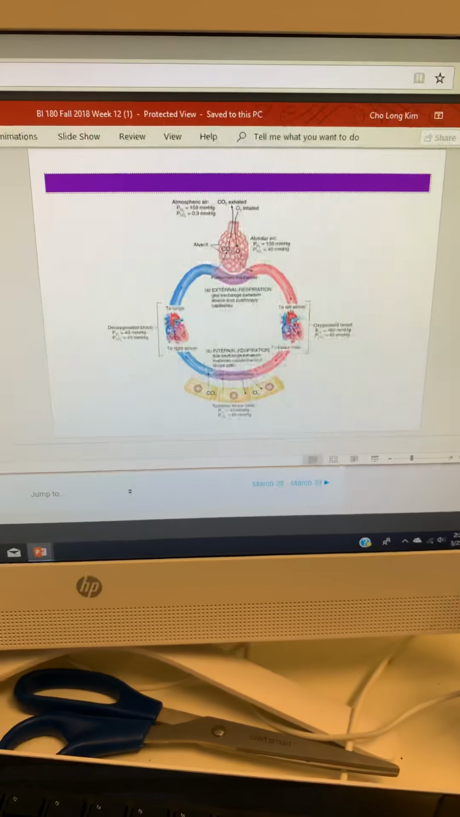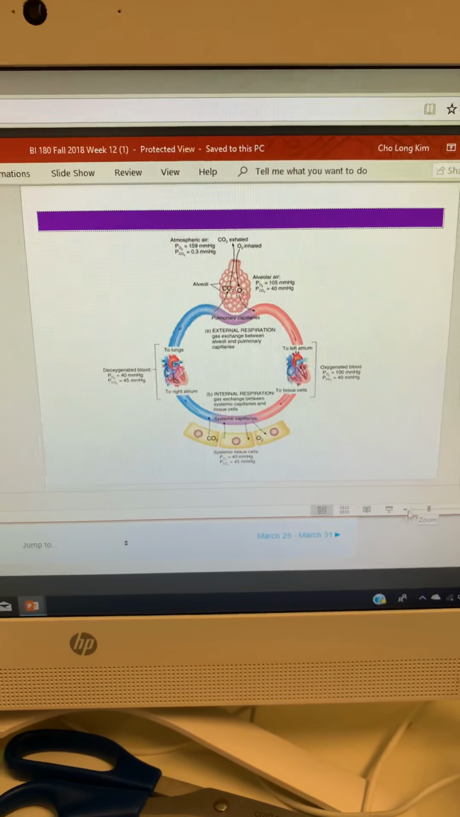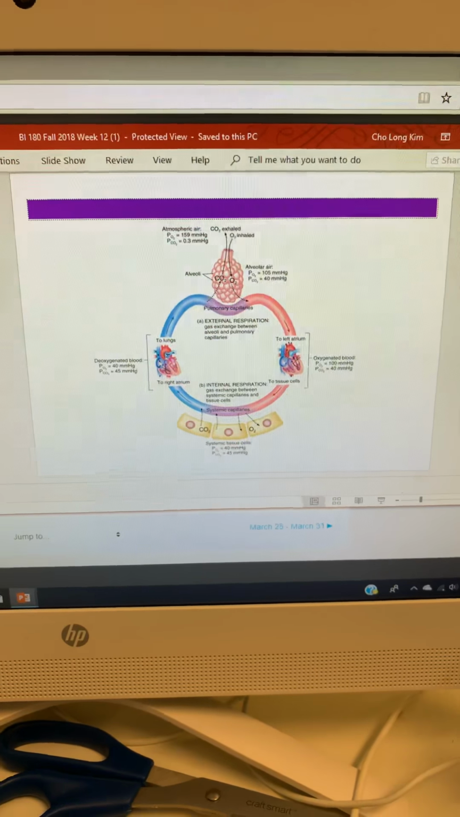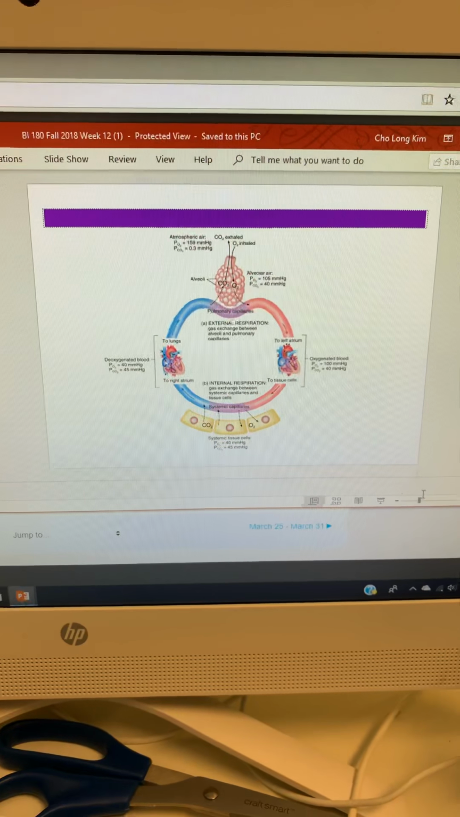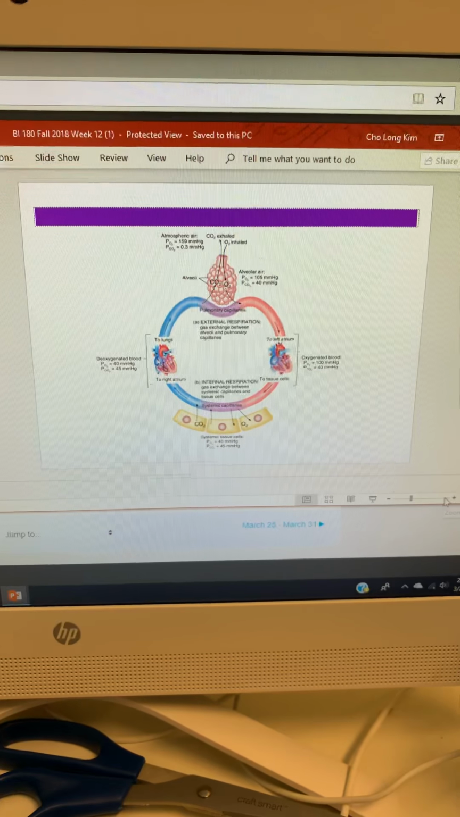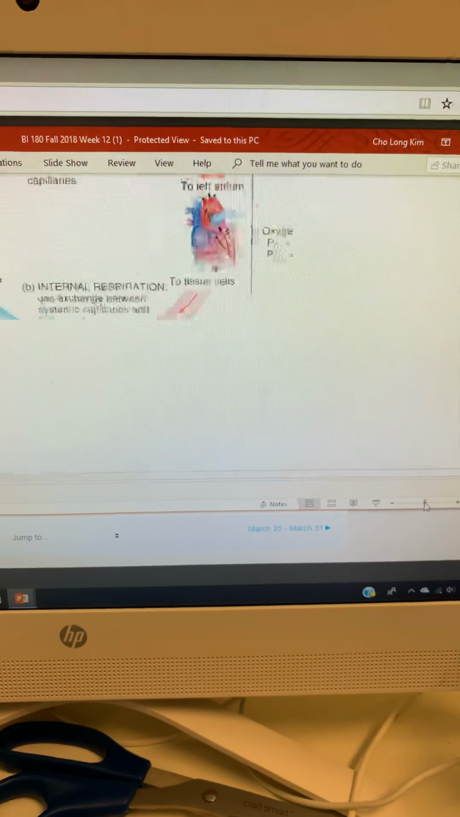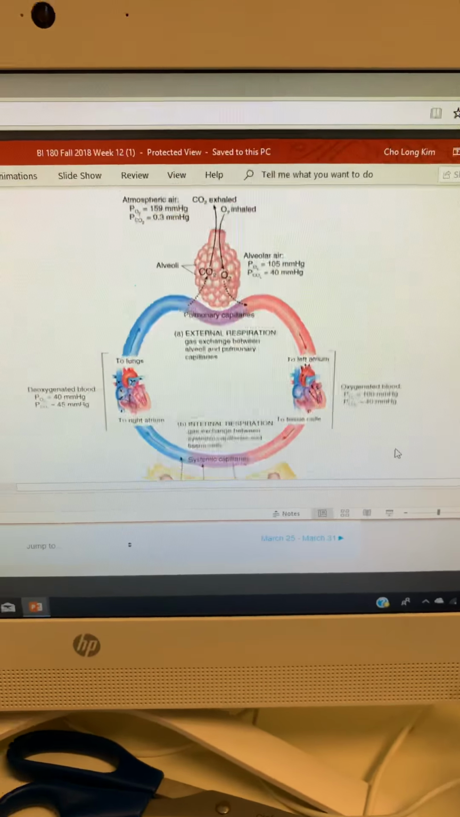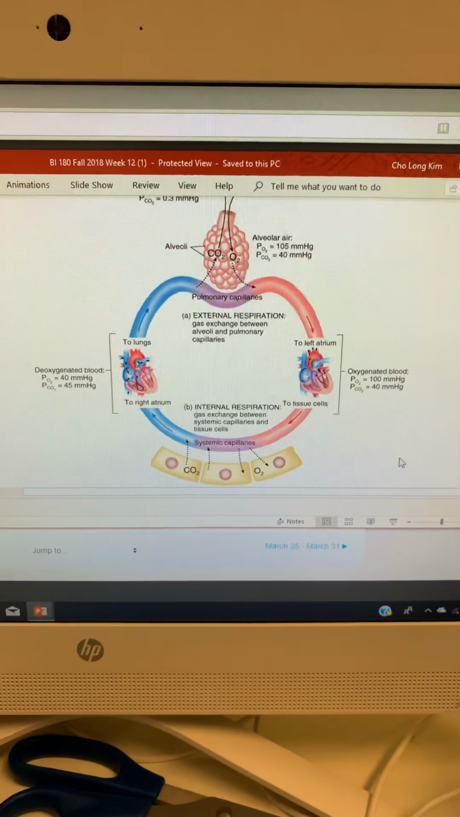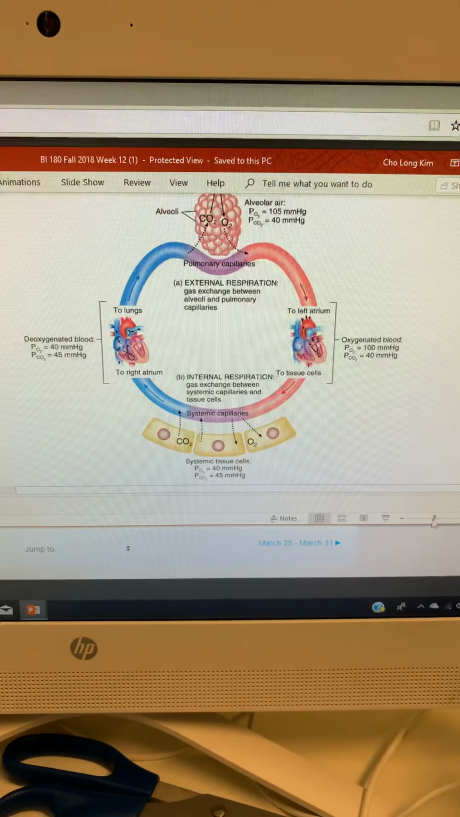Let's keep moving forward. This picture is actually kind of cool. I'm going to see if I can make it bigger for you. Oh, that didn't work out so well. Okay, so this is just another depiction of the internal, external, and cellular respiratory processes. It's not as cool as the picture that I just drew for you, but hey, it's all good.